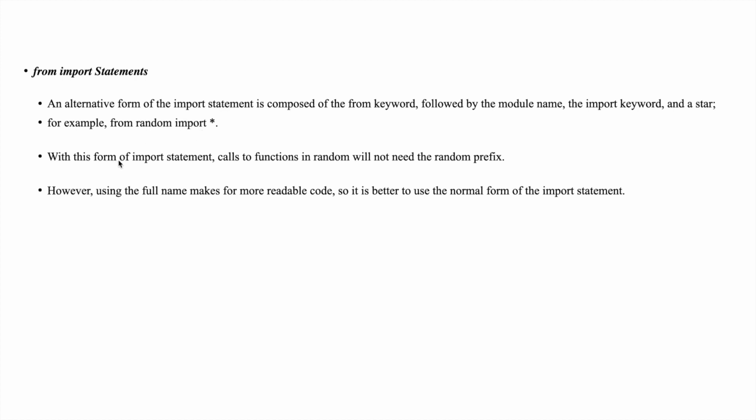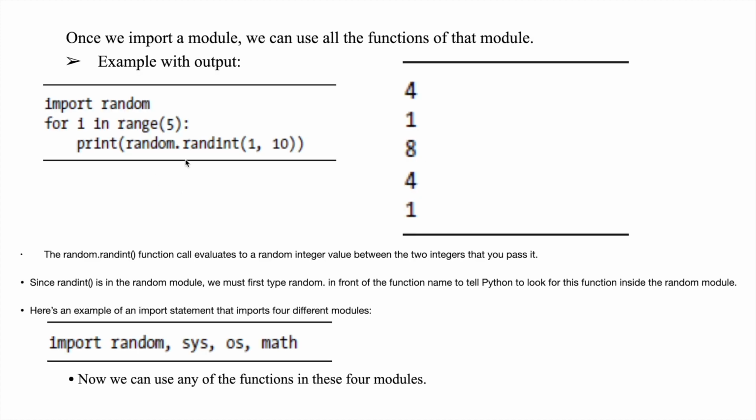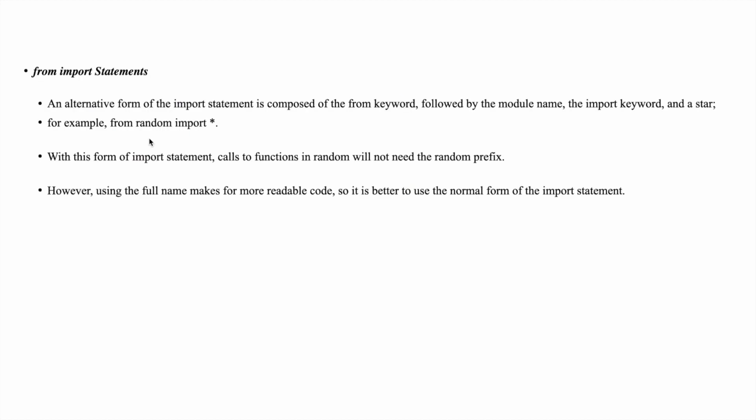With this form of import statement, calls to functions in random will not need the random prefix. What is the advantage here? Here we included a random prefix, right? This random prefix is not necessary if you use the from keyword, from random import. It will automatically import the function from the random module. We don't need any random prefix. However, using the full name makes more readable code. This can be done, but we prefer full names rather than the from keyword. Okay.